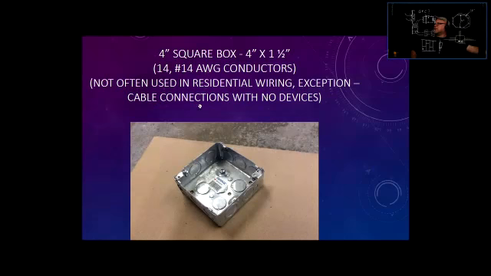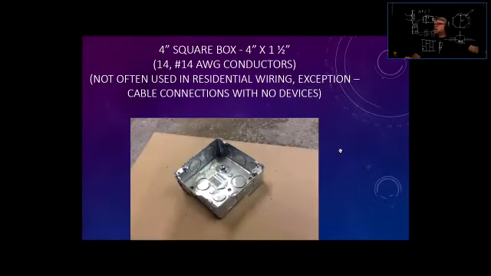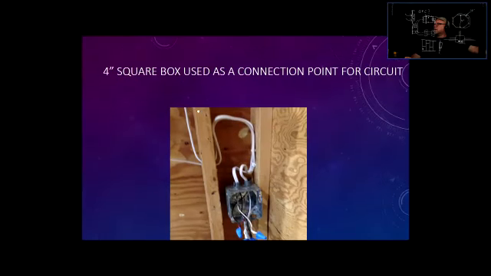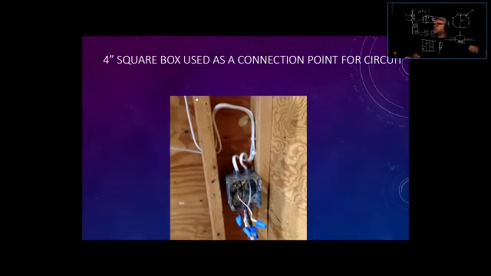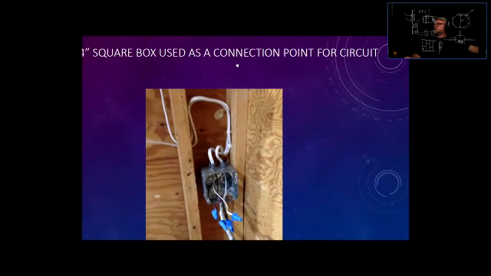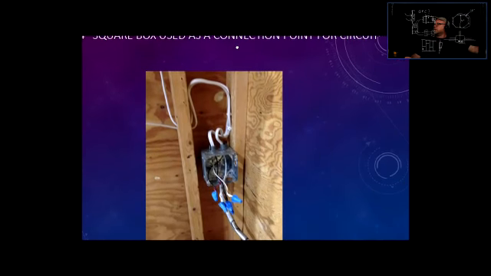Exception for cable connections with no devices. It's another way of saying that usually these kind of boxes are being used as something that's called a junction box. Right? All right, usually. What does one say? 4-inch square box used as a connection point or a junction point for a circuit.